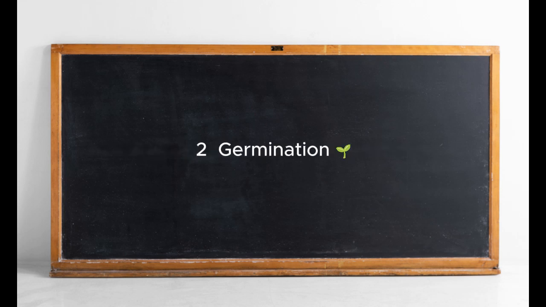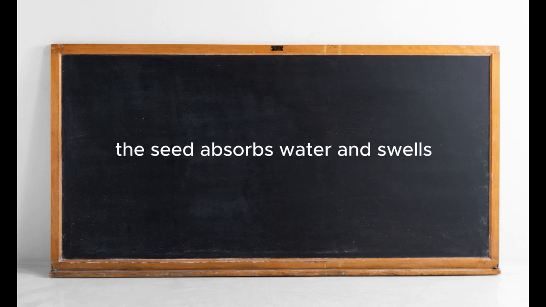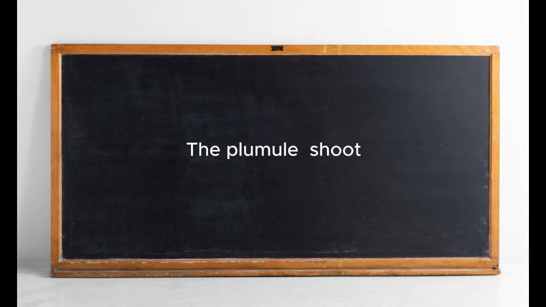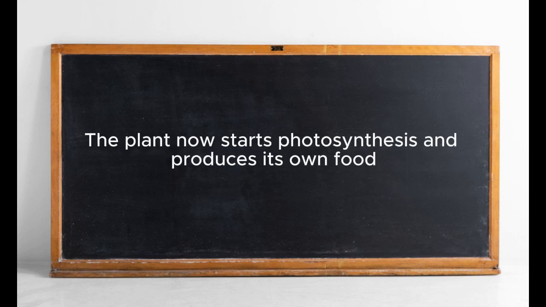2. Germination. When conditions are right, the seed absorbs water and swells. The radicle emerges first, anchoring the plant in the soil. The plumule then grows upwards toward the light. The plant now starts photosynthesis and produces its own food.